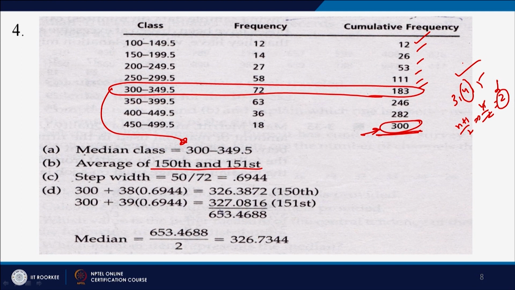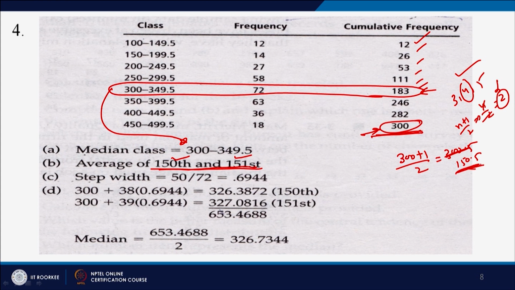So, here also you can find out, either there will not be much difference, either you divide it by 2 or just 300 plus 1 by 2, 300.5, right. So, that is somewhere here, right. So, divided by 2, 301 by 2. So, this would be 150.5, right. So, that comes over here. So, this is your average of 150th and 151st, right. This is what I have said.